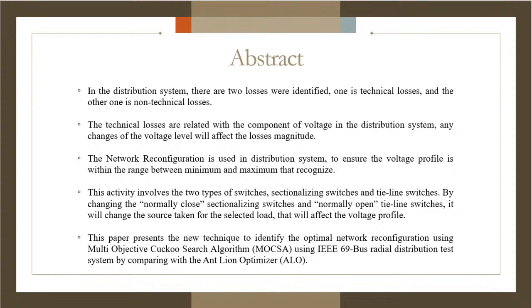This paper presents a new technique to identify the optimal network reconfiguration using multi-objective Cuckoo search algorithm using the IEEE 69 bus radial distribution test system, by comparing with the ant lion optimizer.